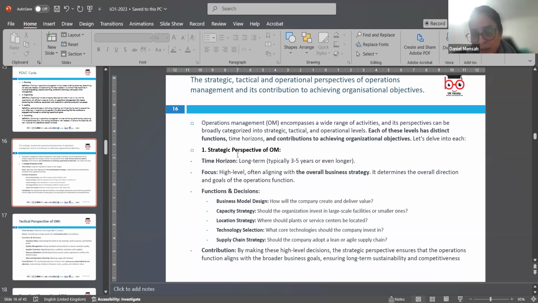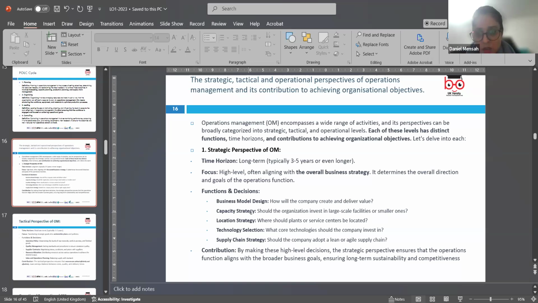It deals with that, and it gives the overall direction, and it sets the goals for the operation function for the whole organization. For example, they need to make some decisions here: what kind of business model they are going to design, what kind of products or what kind of value they are going to deliver to their customer in their product or in their services.